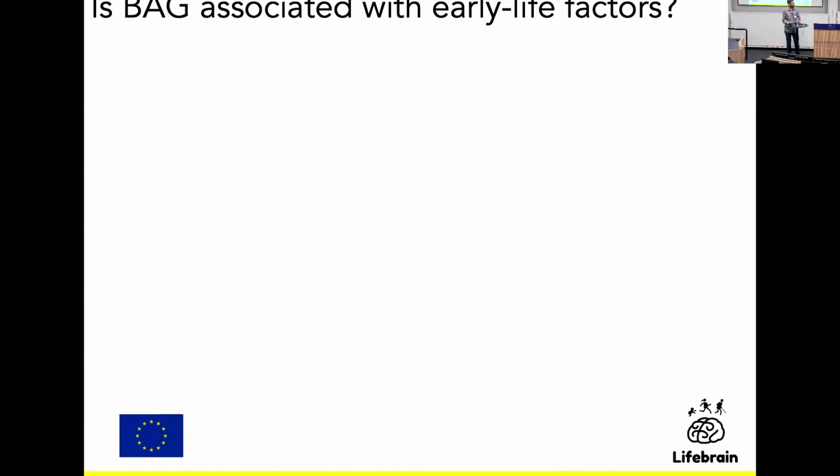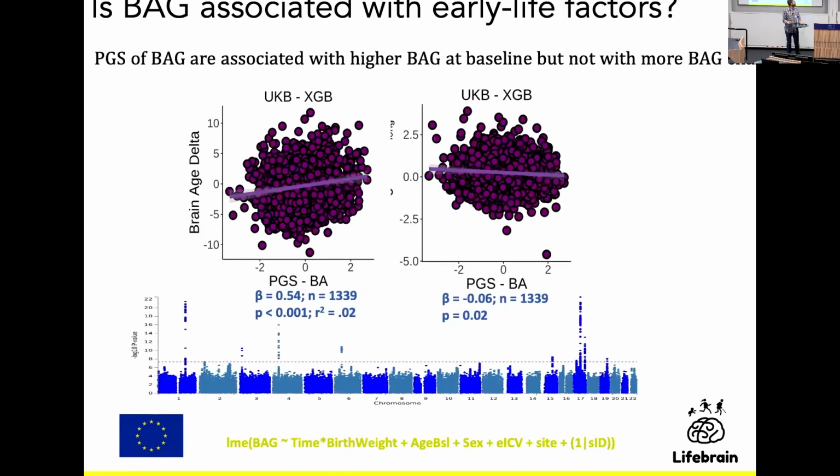And finally, we tested whether polygenic scores of delta were associated with delta or change in delta. We computed the polygenic scores based on a GWAS on the training dataset, so it was independent of the longitudinal dataset, and we found a relationship between cross-sectional delta and polygenic scores of brain age, but not with longitudinal change. Actually, it was negative, but it was not replicated later on.